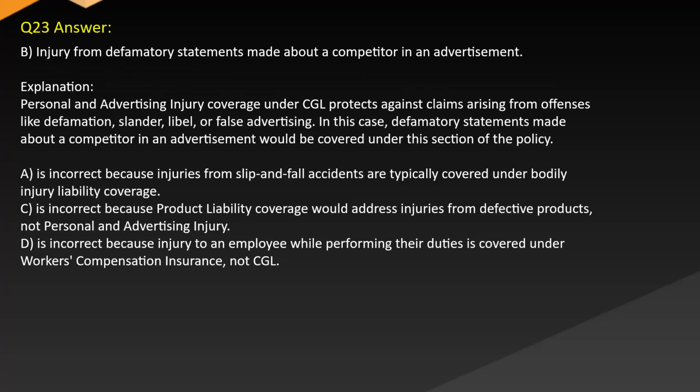Answer: B. Injury from defamatory statements made about a competitor in an advertisement. Explanation: Personal and advertising injury coverage under CGL protects against claims arising from offenses like defamation, slander, libel, or false advertising. In this case, defamatory statements made about a competitor in an advertisement would be covered under this section of the policy.